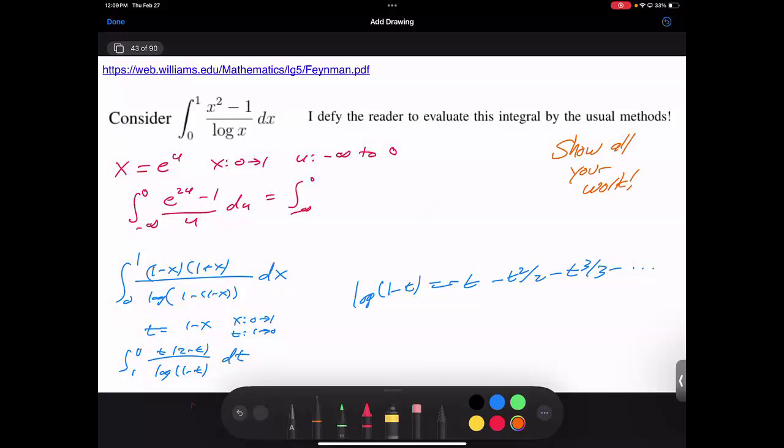I did slip something by you. I started by being really good. I said, this is what x is, and x goes from 0 to 1, u goes from minus infinity to 0. There's one other thing I should have written. Yes. What does dx go to? e to the u du.